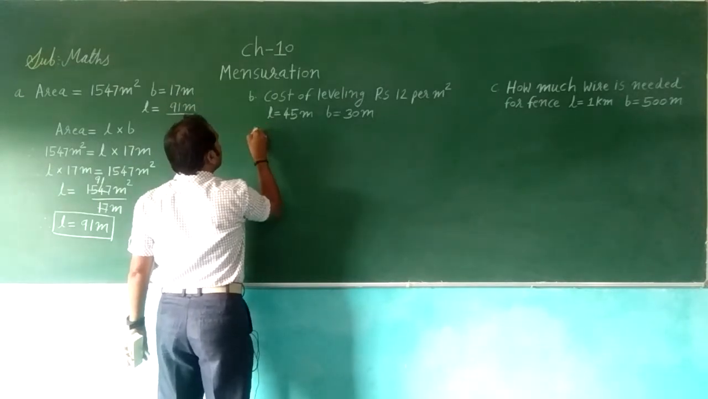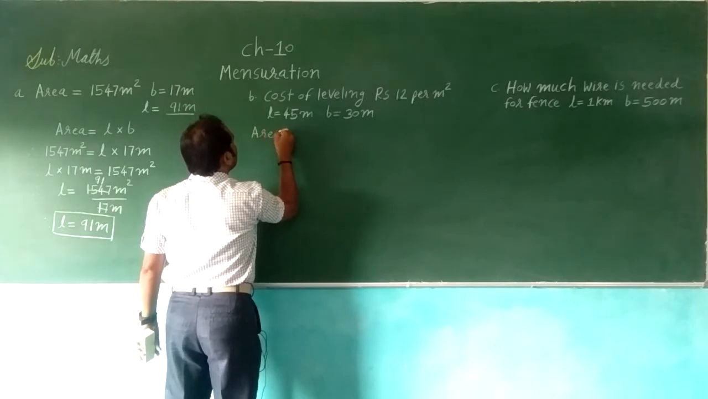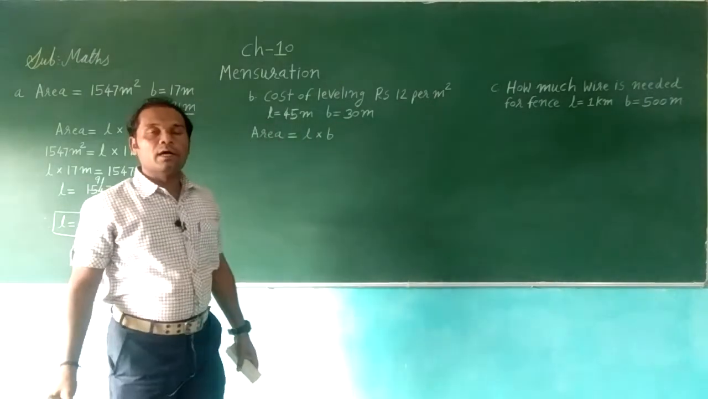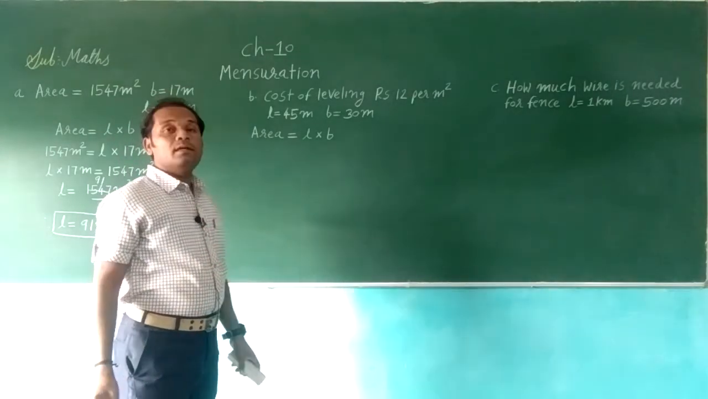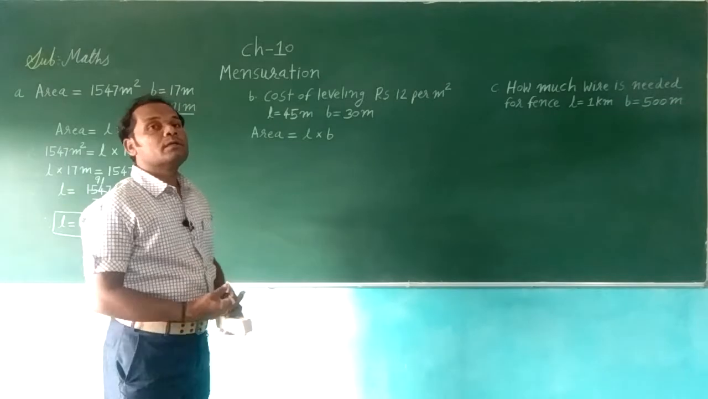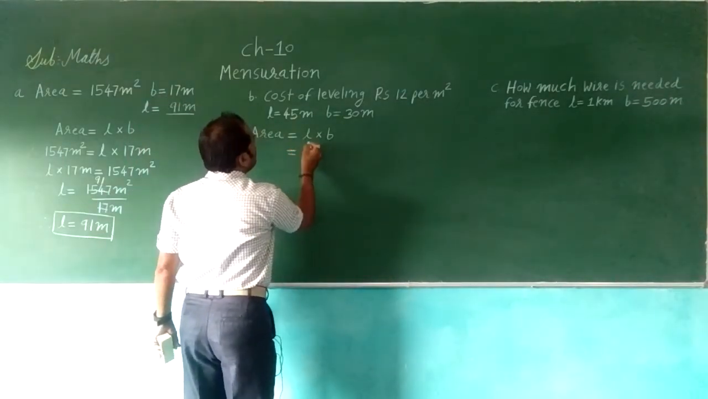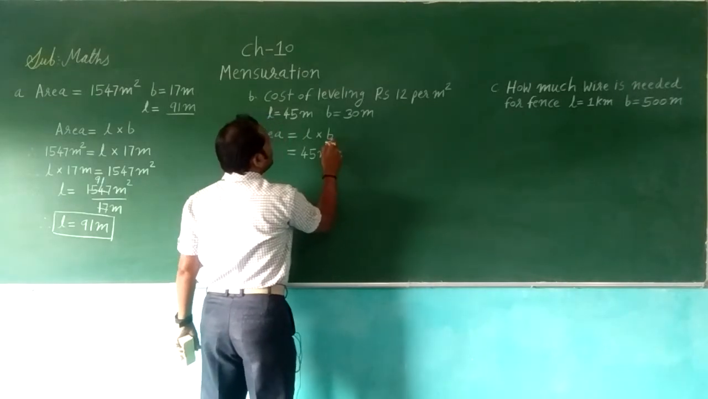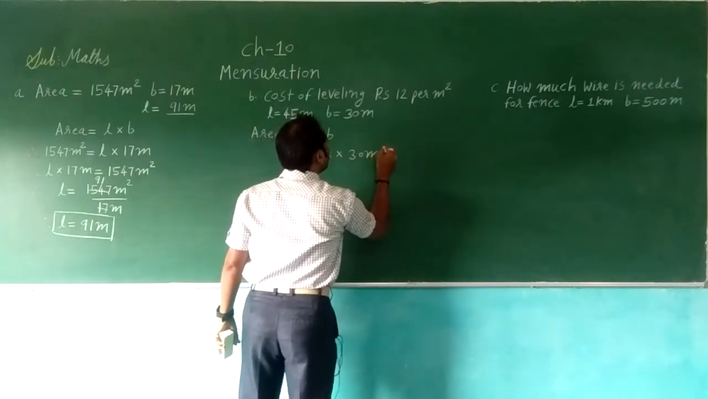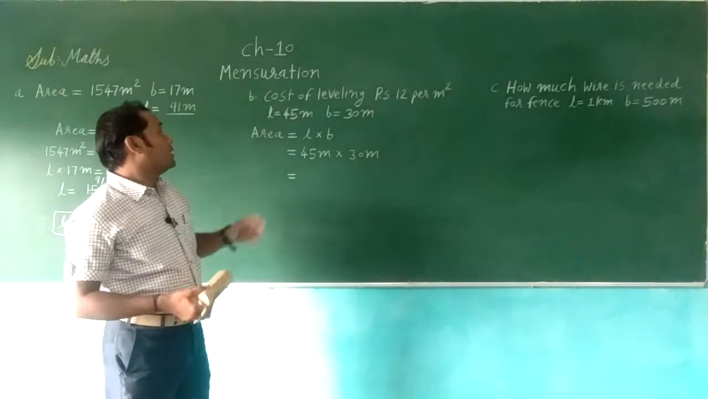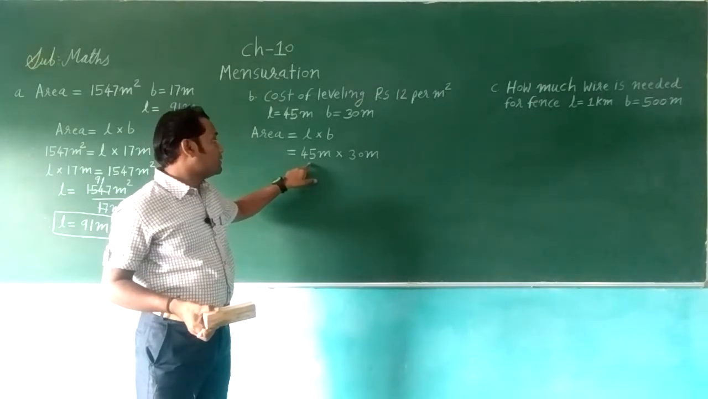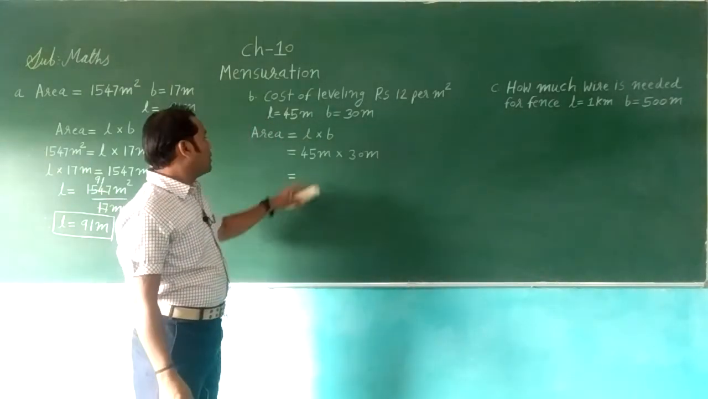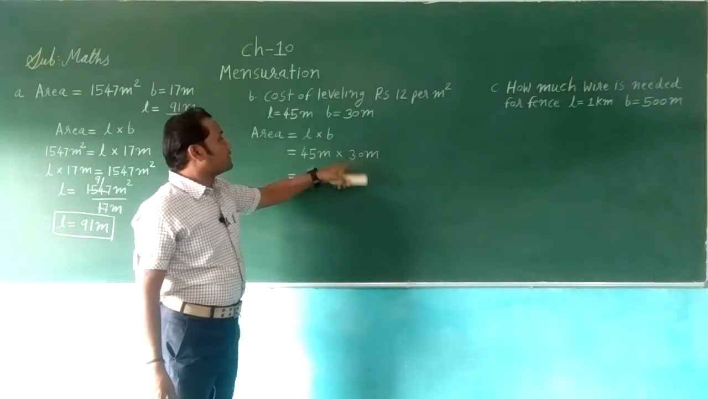So we'll find the area first. Area is equal to L into B. This formula we will use. We need to find the area first. So L is given, 45 meter, into B, the breadth, which is given, 30 meter. So very easily we have done that. L means the length is given, B means the breadth is given. So 45 meter multiplied by 30 meter. 45 meter is the length, 30 meter is the breadth.